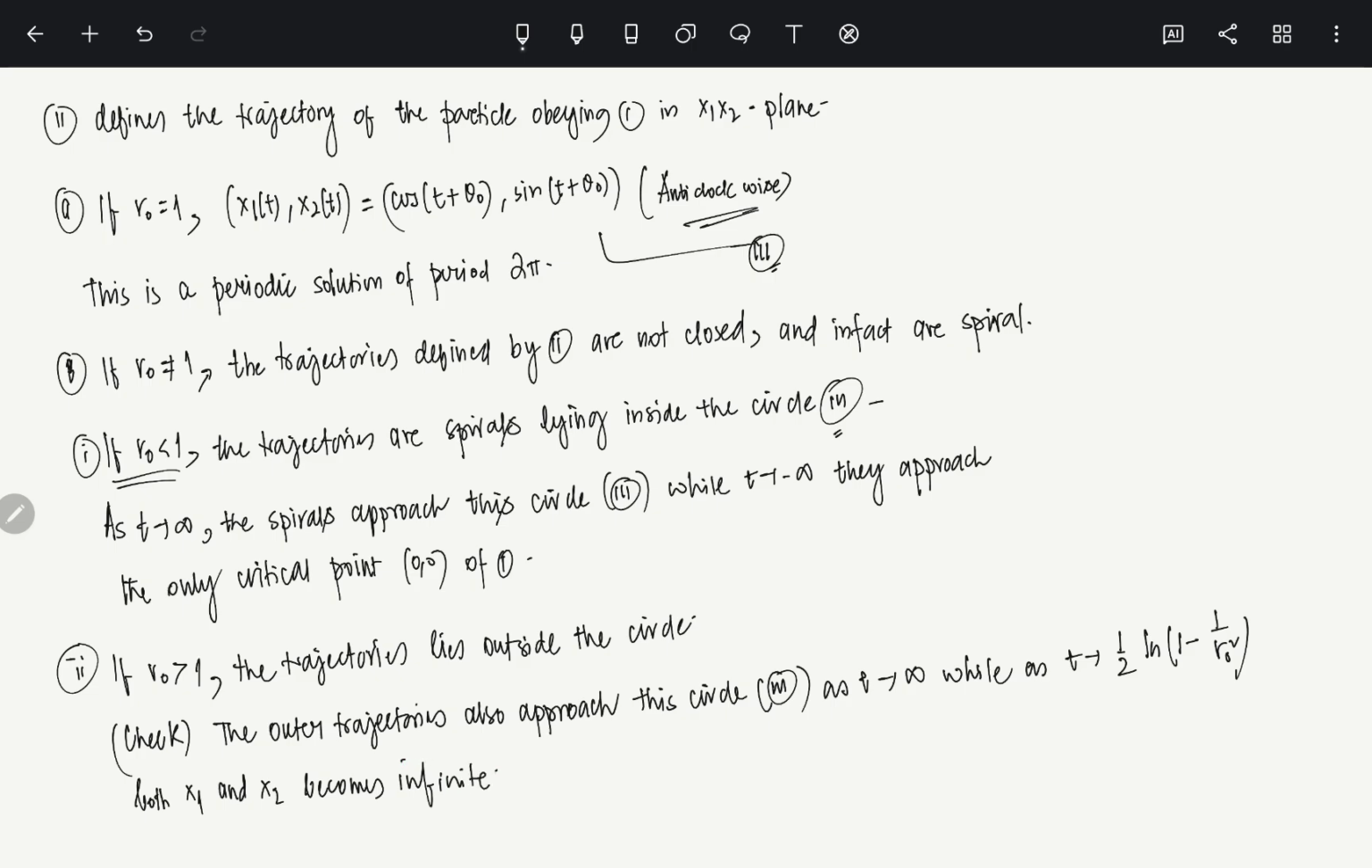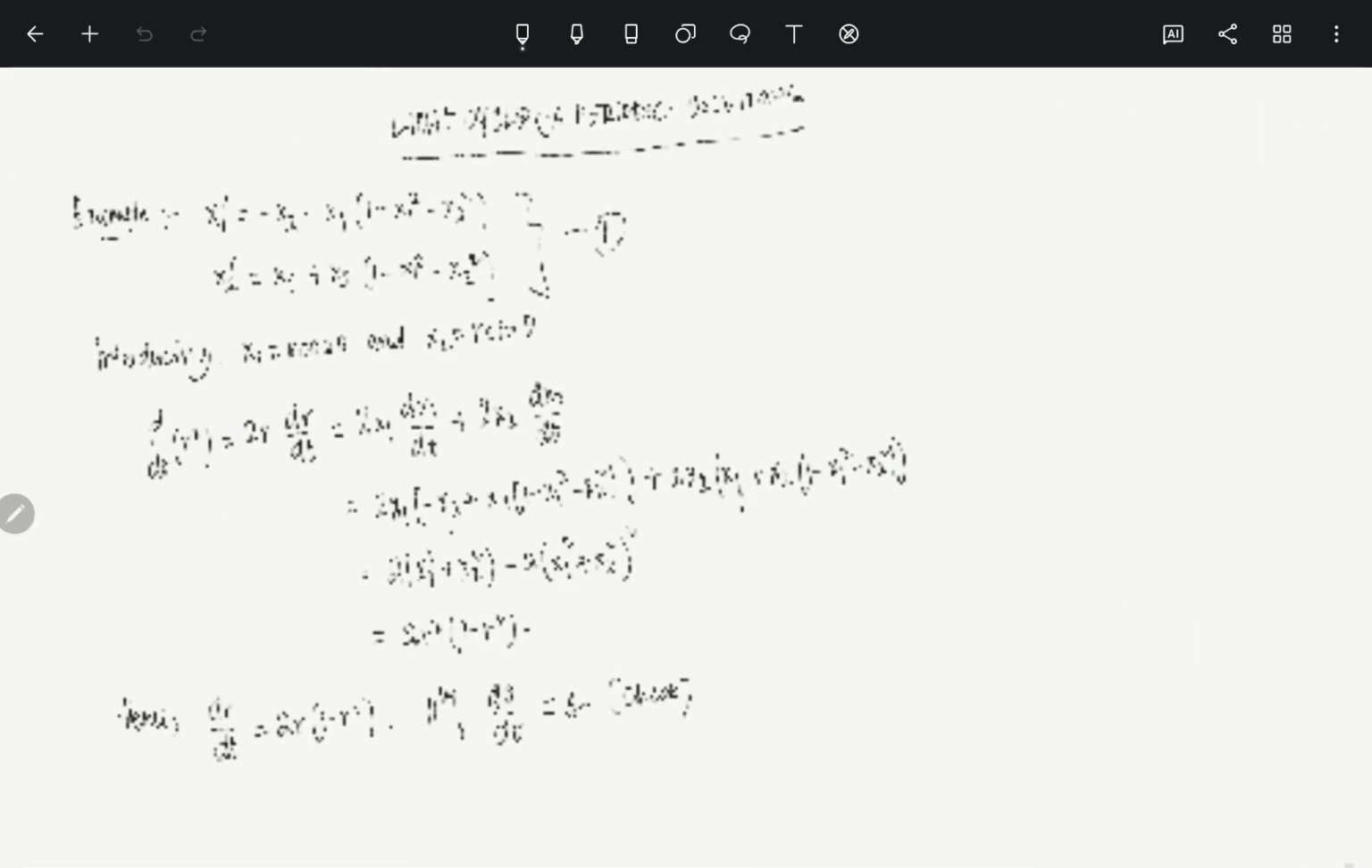So what we did here is this: if r naught is greater than 1, so if you start from initial data such that r at the point 0 is greater than 1, then the trajectories will lie outside the circle. As t tends to infinity, they will approach that circle, while as t tends to this finite number, both x1 and x2 become infinite.